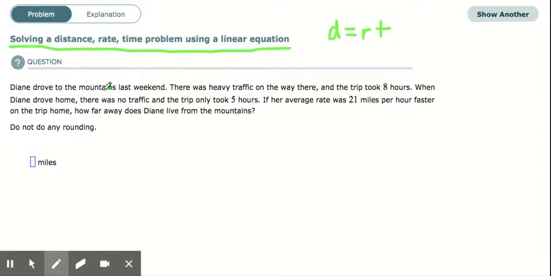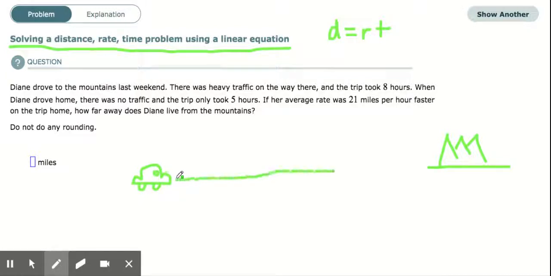Diane drove to the mountains last weekend. There was heavy traffic on the way there, and the trip took 8 hours. So let's draw this out. Diane drove to the mountains. So here are the mountains. Beautiful. And then here's Diane over here in her car driving there. Nice green buggy. All right, so she's driving to the mountains on this long forsaken road.